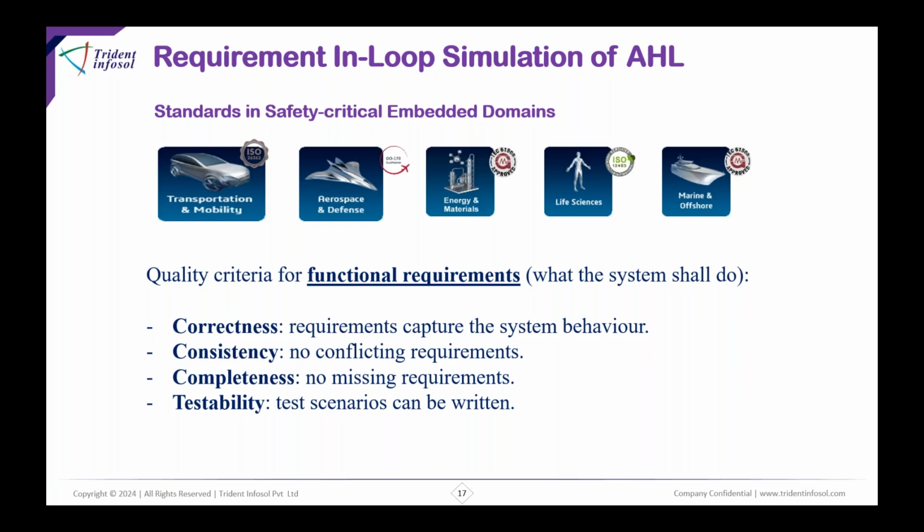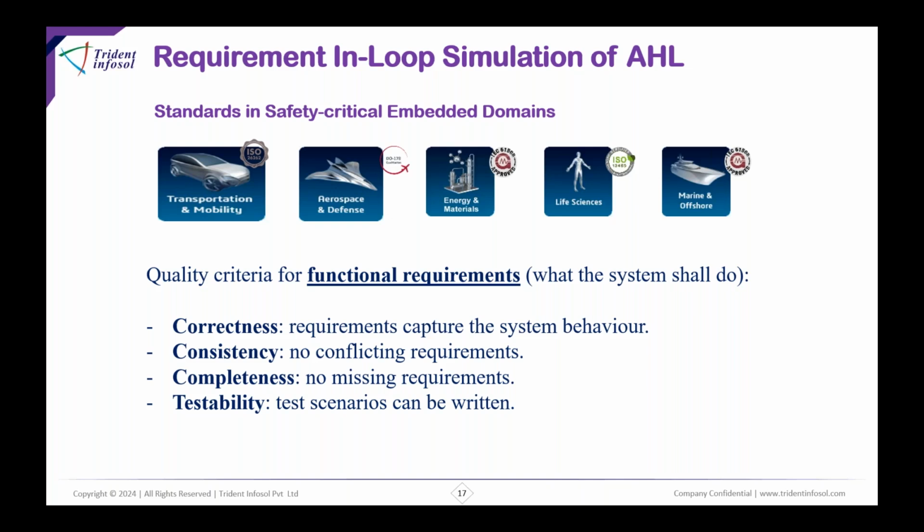And again we have a criterion called completeness. Here we need to make sure that no essential requirements are missing, and every aspect of the system's operation should be accounted for. Then we have a criterion called testability. For this, each requirement must be such that we are able to write test scenarios, and this ensures that we can verify the system behaves as intended through our simulations and testing.